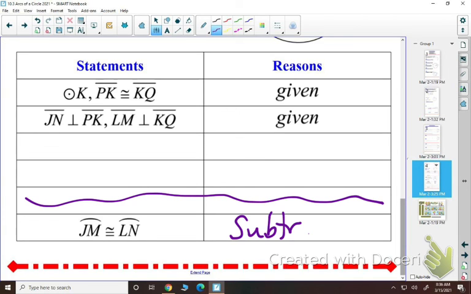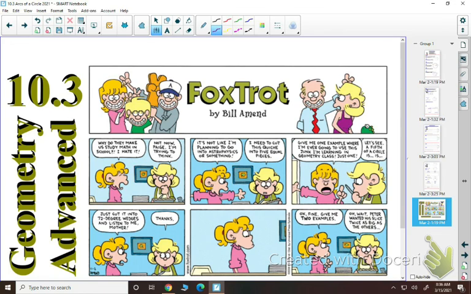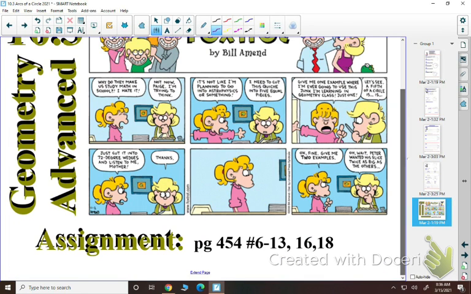Okay, so we're going to finish for today's assignment. You have on page 454 numbers 6 through 13, and then numbers 16 and 18. And as always, if you have any questions, please let me know.